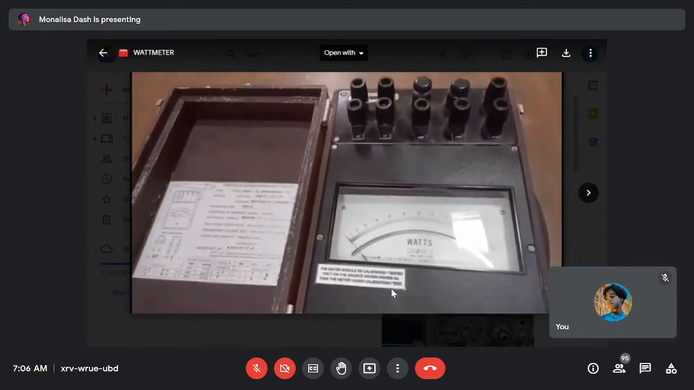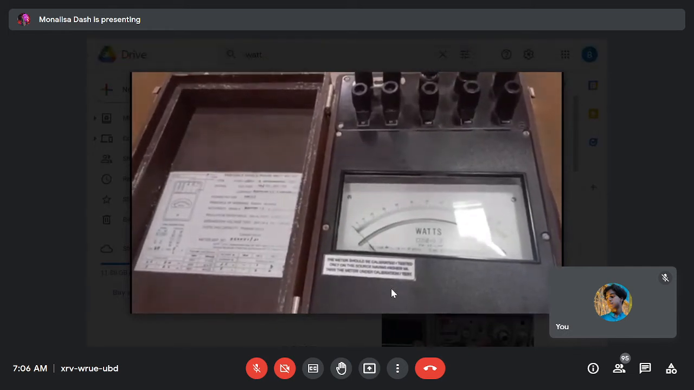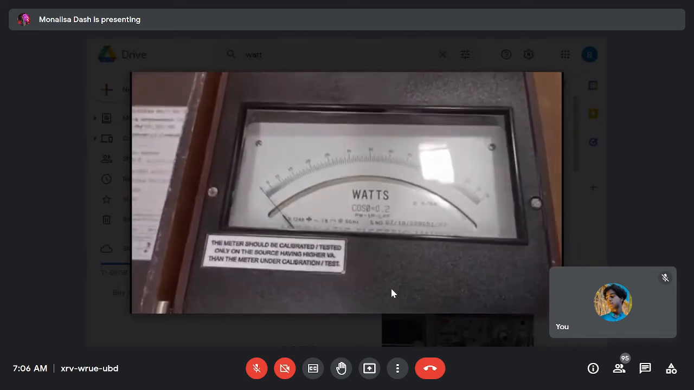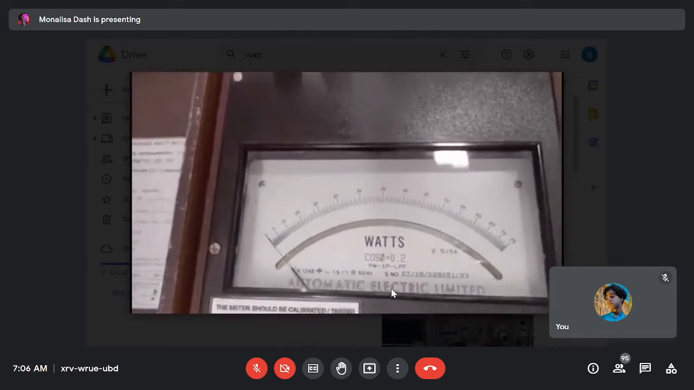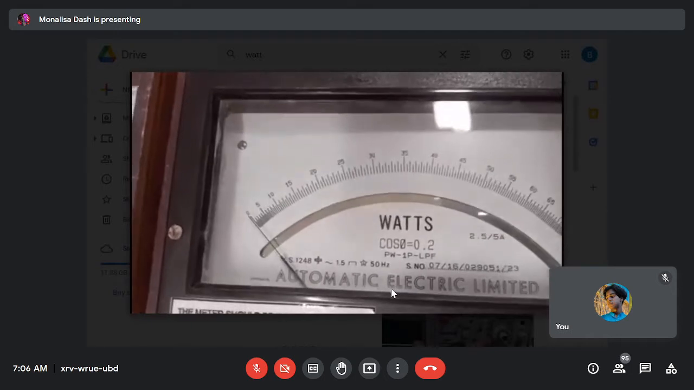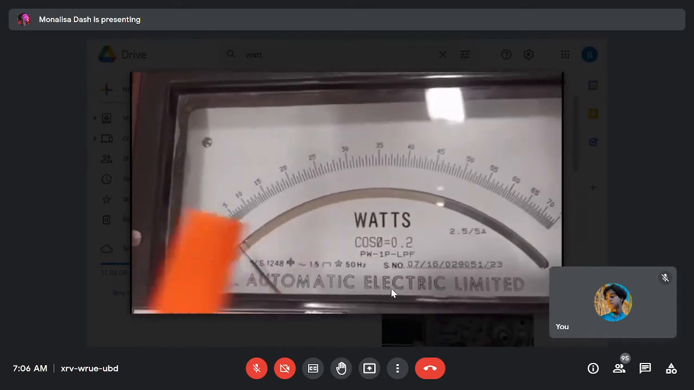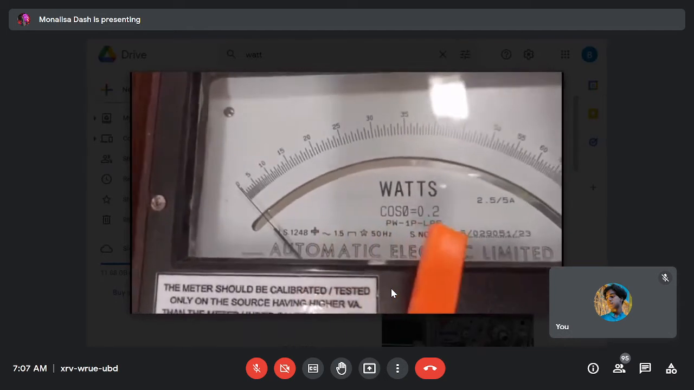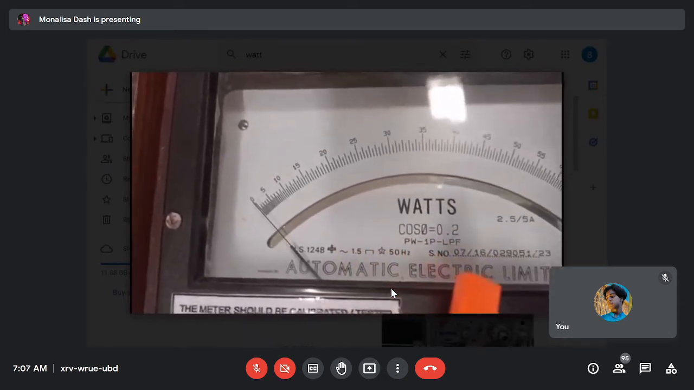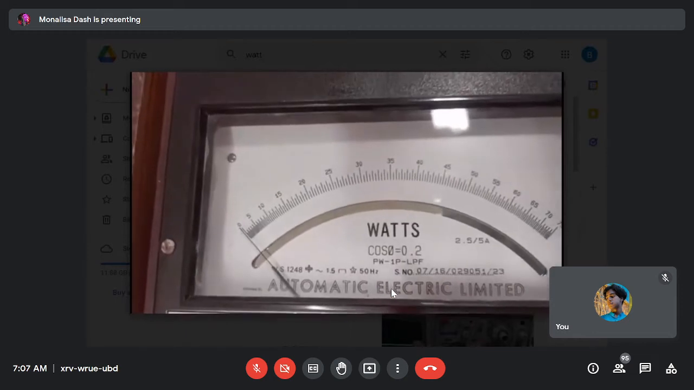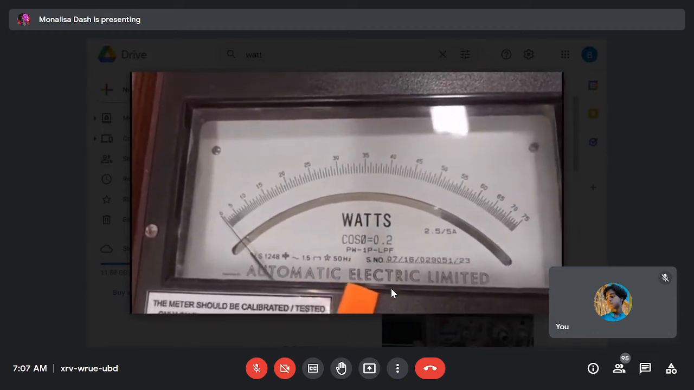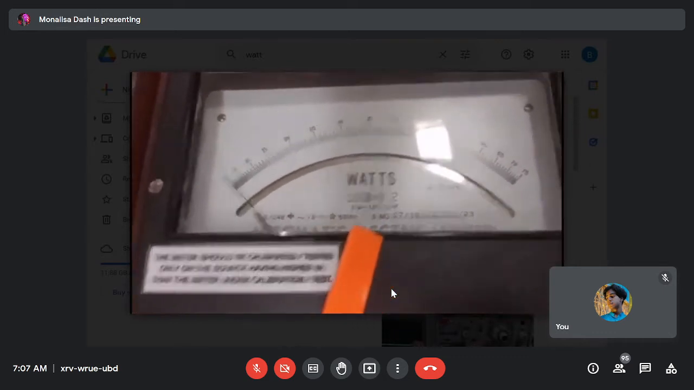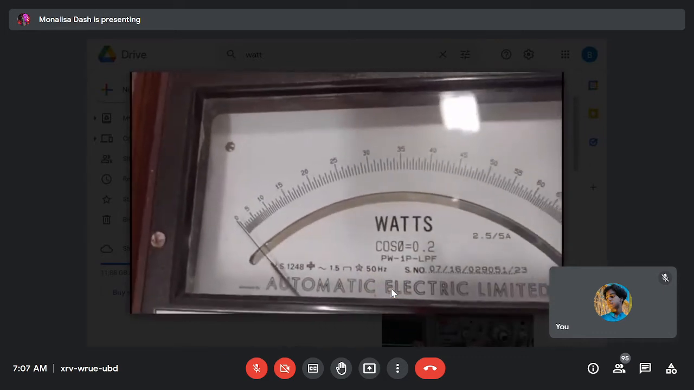Dear students, now we are going to discuss the wattmeter. The wattmeter is a very important measuring instrument used to measure electrical power. So you see, this is the wattmeter. This is in watts. And here you see it is written cos phi. This is your power factor 0.2, and this is a single phase LPF.